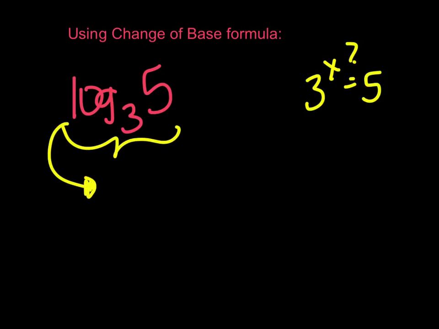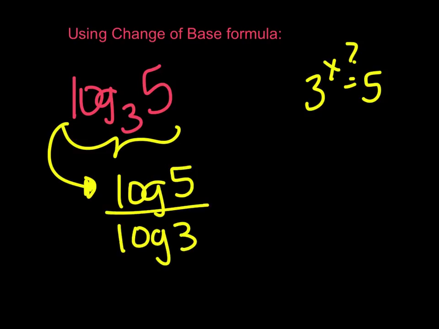Or you do change of base, which is actually going to be better for you to know, based solely on the fact that I know what's coming when you have to solve. I still want to make sure you know change of base. This is going to be log 5 divided by log 3, and that gives me 1.47.